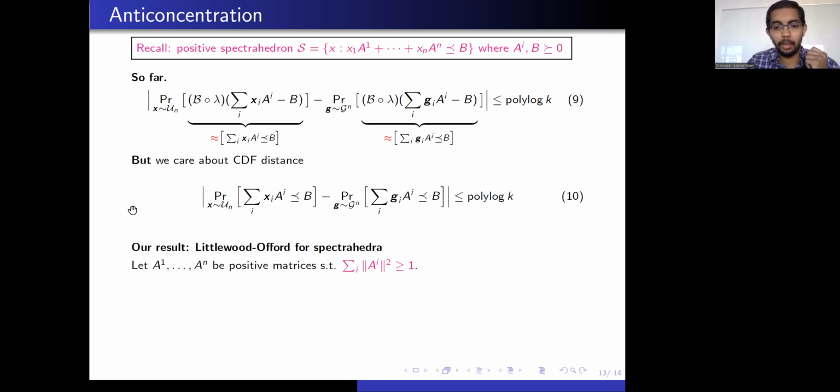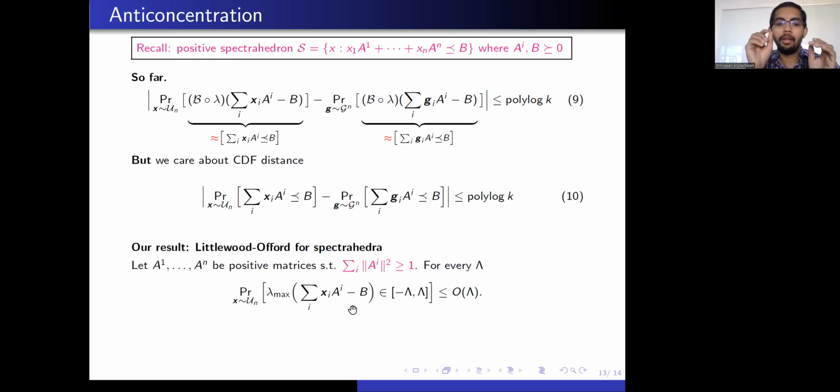We need this condition on summation i, the operator norm of Ai squared, being at least 1. What we show is that for every gamma, the largest eigenvalue of summation xi ai minus b sitting in this tiny interval is actually tiny in the first place. So look at the largest eigenvalue of summation xi ai minus b. The probability of it sitting in, say, minus 1 over 100 to 1 over 100 is very tiny, just 1 over 100. So in some sense, because we know that the probability of the lambdas being small is tiny, the point is that equation 9 is very close to equation 10.